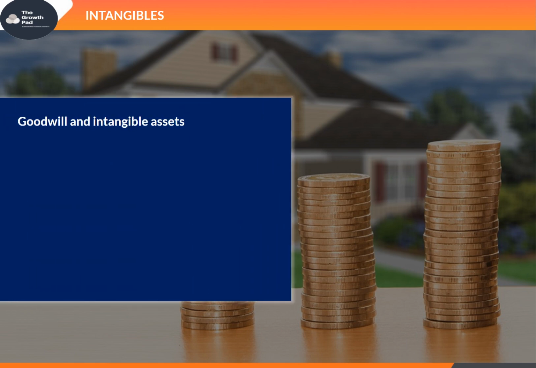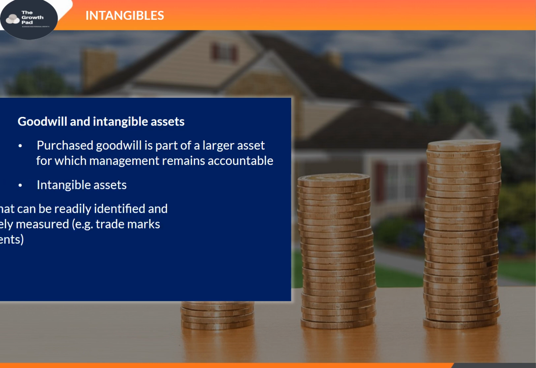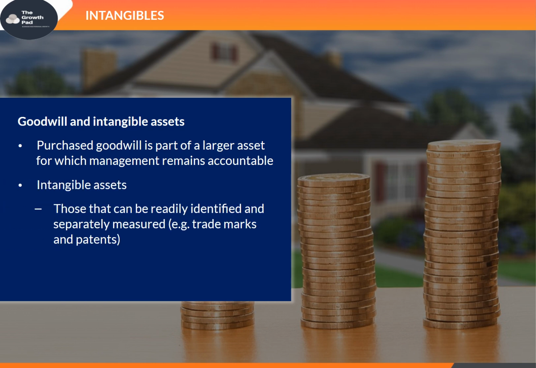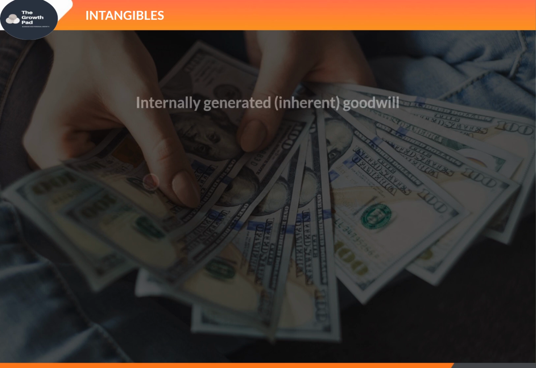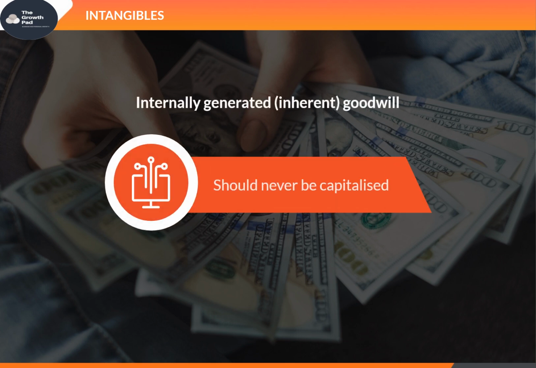Goodwill and intangible assets. Purchased goodwill is part of a larger asset, for which management remains accountable. Intangible assets are those that can be readily identified and separately measured, for example trademarks and patents, and those that are essentially similar to goodwill, for example brands. Internally generated, inherent goodwill should never be capitalized.